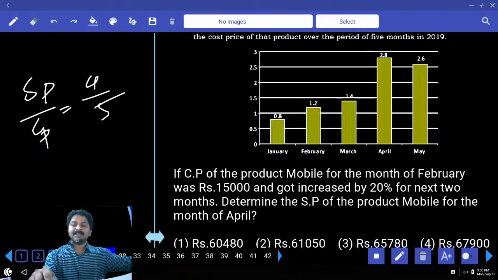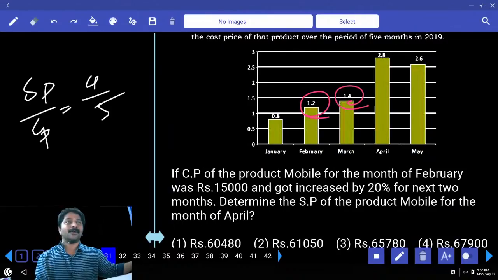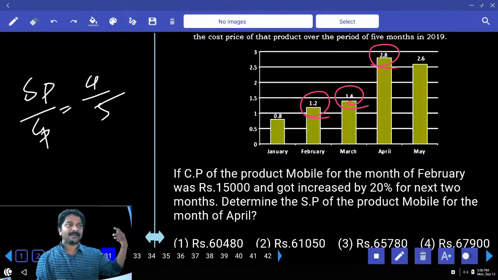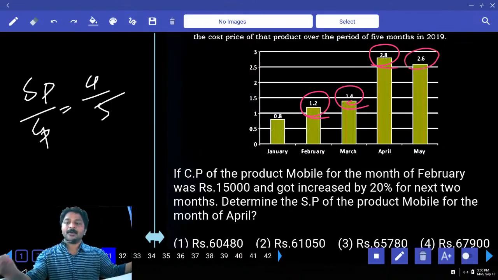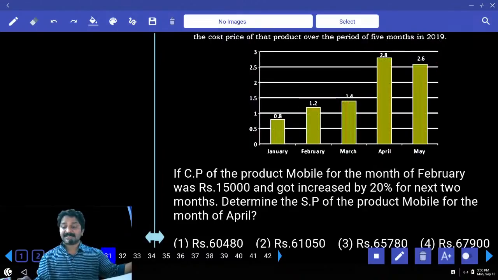Right. So 1.2 we can write as 12/10, simplified form 6/5. 1.4 is 14/10, which is 7/5. 2.8 is 28/10, which is 14/5. I'm telling you the simplified form. 2.6 is 13/5. So like that you need to understand the data.